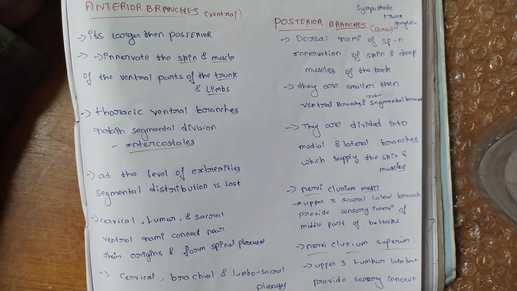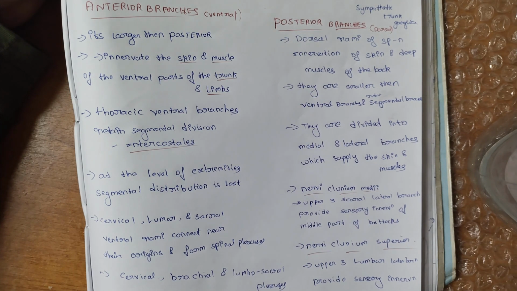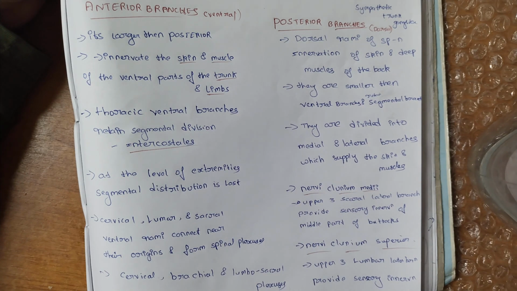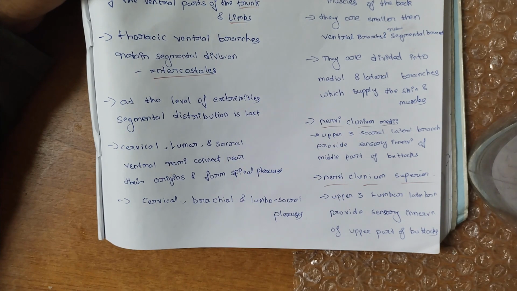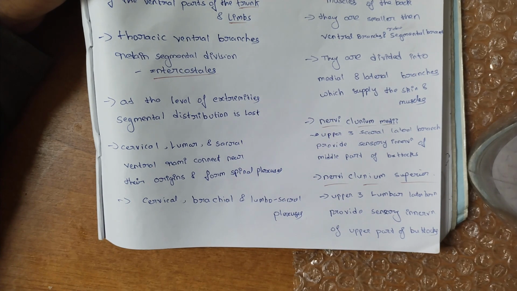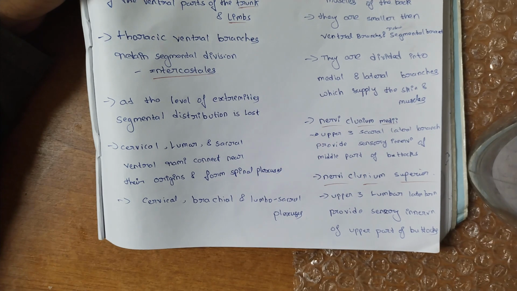At the level of extremities, segmental distribution is lost, means after giving some branches they will end. There is no further branching. And cervical, lumbar and sacral ventral rami connect near their origins and form spinal plexus like cervical plexus, brachial plexus, lumbosacral plexus.